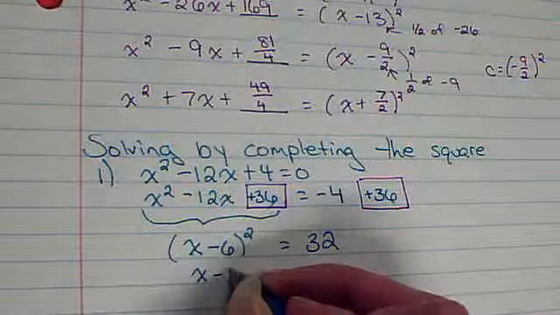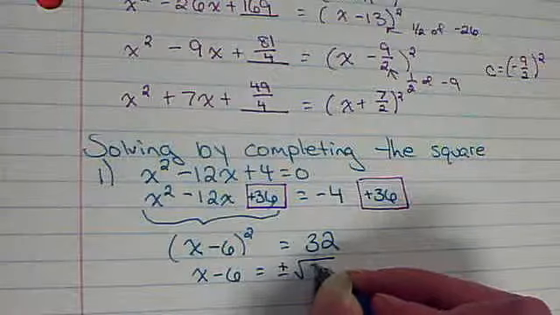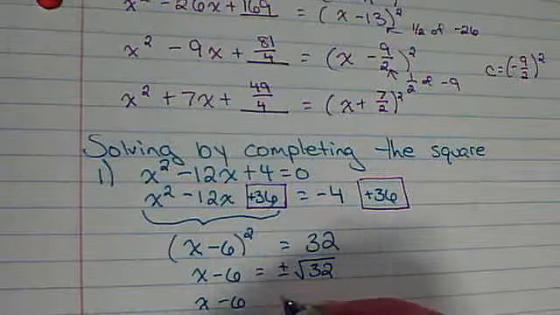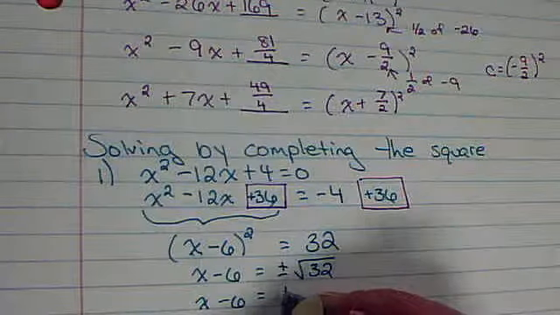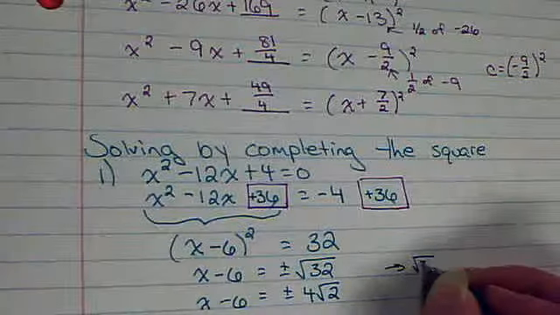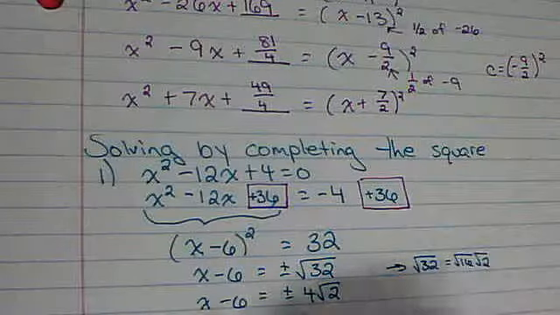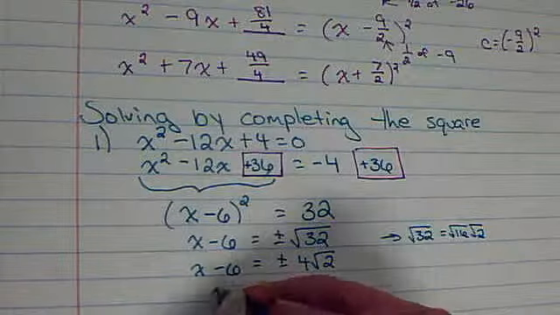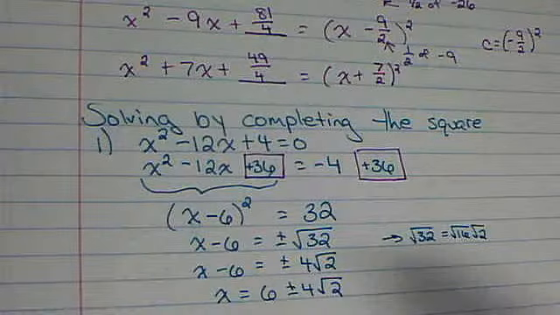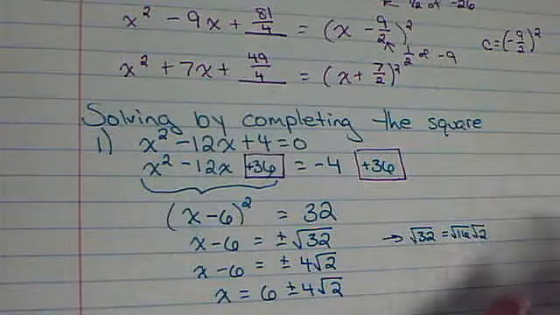The left side will be x minus 6. The right side is going to be plus or minus the square root of 32, which I know that simplifies. That's going to give me plus or minus 4 root 2, and that's because the square root of 32, the square root of 16 times 2, the square root of 16 is 4. Add 6 to both sides, and I get 6 plus or minus 4 square roots of 2. Nice, huh? Let's look at another one.